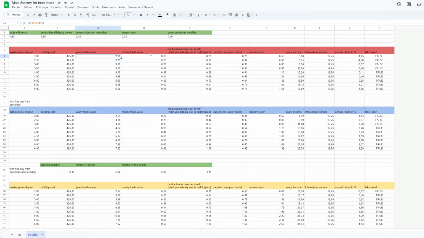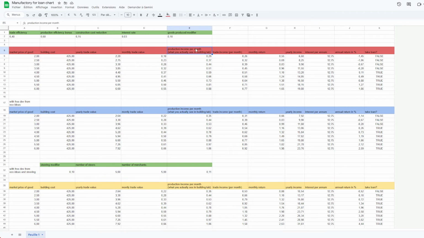Here I computed the monthly trade revenue. So it is the amount of money you will get from just trade at the 40% efficiency. Oh no, monthly trade value, sorry. It's the yearly trade value, but divided by 12. So it's mostly useful for computation. Don't focus too much on that.